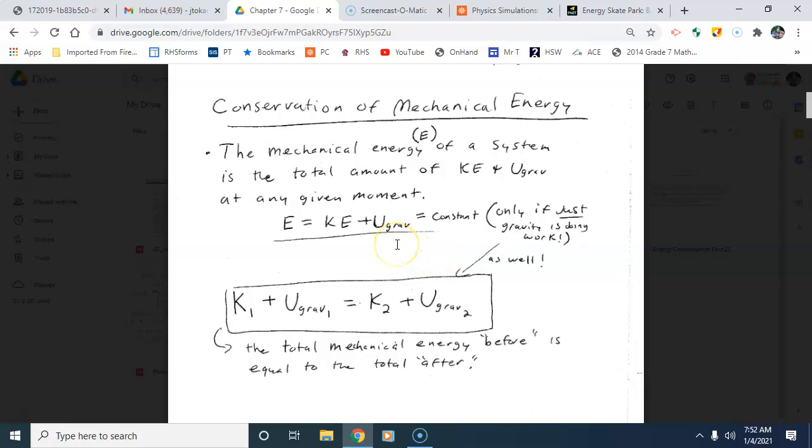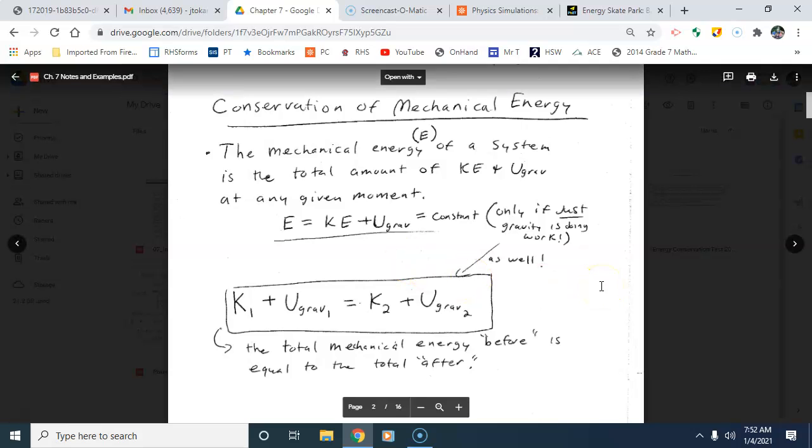And if we are in a closed system, free of outside forces, then that total energy should stay constant at any given moment. Now, we'll get to some good examples with that. And what we're just really discussing here is the conservation of energy.